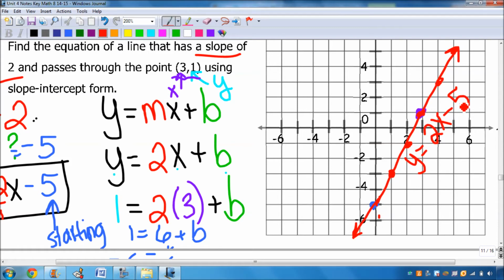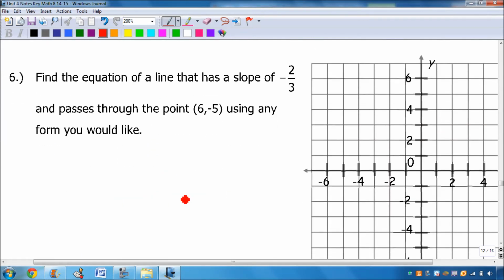This type of problem requires a little bit more work than the previous 3 questions that we did. All right? If you have questions, let me know. All right, ladies and gentlemen, we're going to skip over question number 5 and look at question number 6. Find the equation of a line that has a slope of negative 2/3 and passes through the point 6, negative 5 using any form you would like.